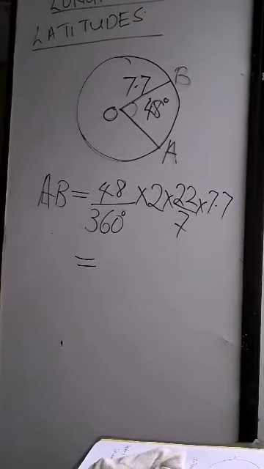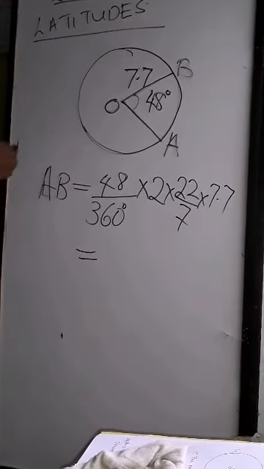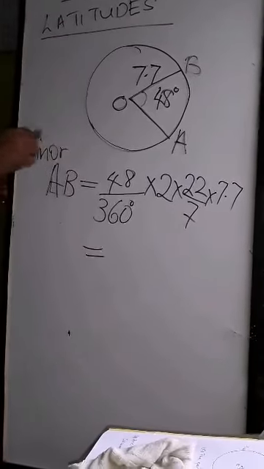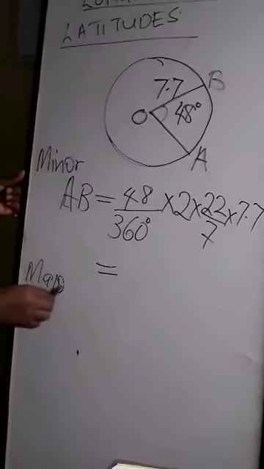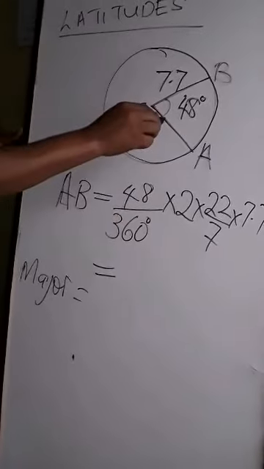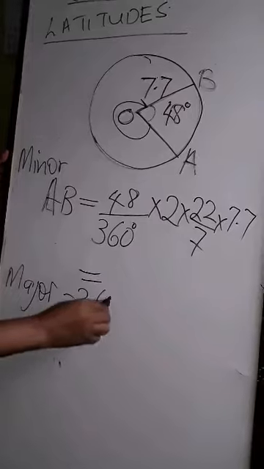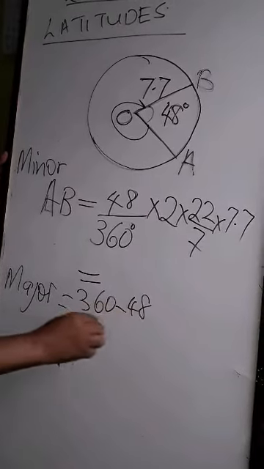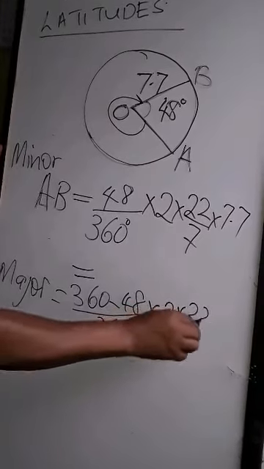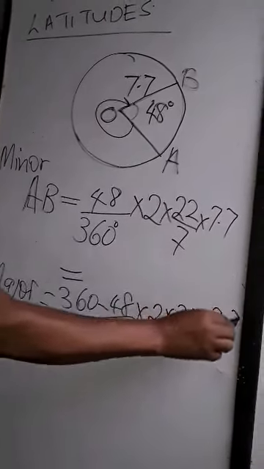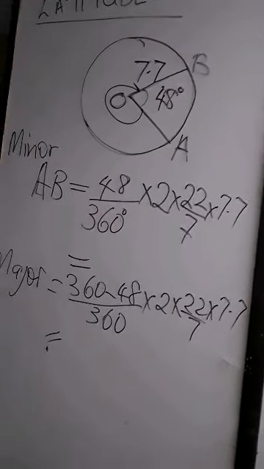All right. So if I wanted now the major, so this is minor. If I wanted the major, then the angle subtended by the major is 360 minus 48 over 360 times 22 over 7 times 7.7. And that one again, you can finish later.